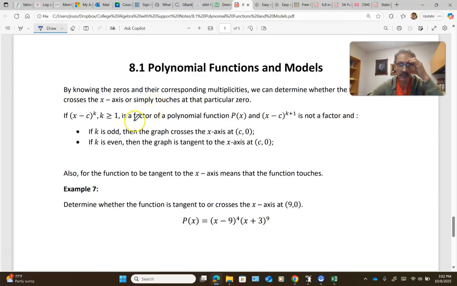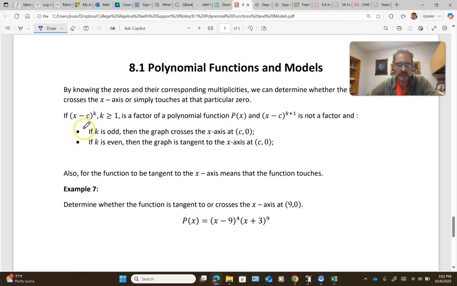And that's what this tells you here in the notes. K represents the number of times that the factor occurs. Okay, if x minus c, where c is just some number, c would be the 0. K tells us the multiplicity because k tells us the number of times that that factor occurs.